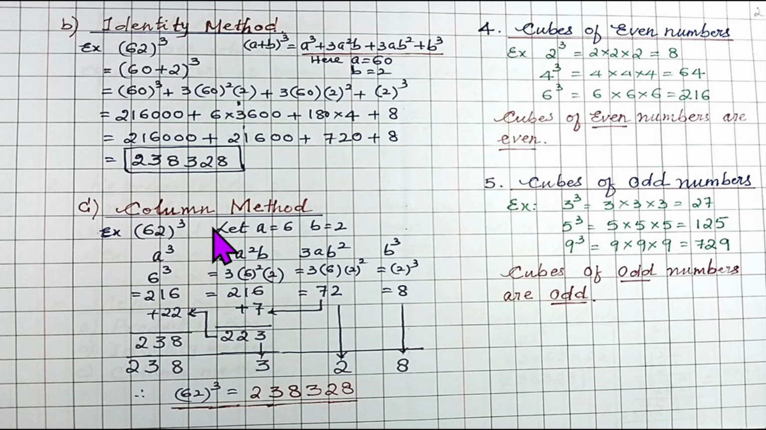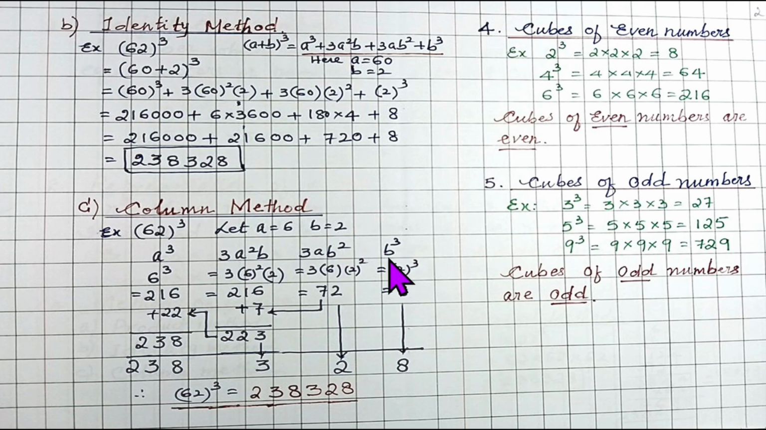Now in the column method, again the procedure is very simple, but we have to understand this method. Now 62 cube, which we have to find out, again the same number I have used here. Now let us assume a as 6 and b as 2. Now write the same identity here in columns, that is a cube, 3a square b, 3ab square and b cube.